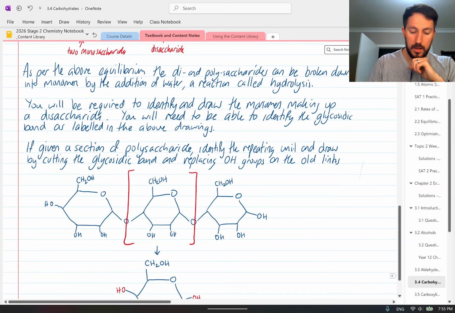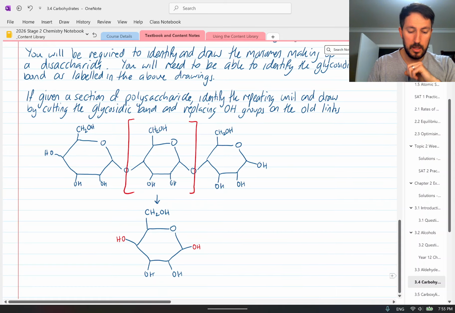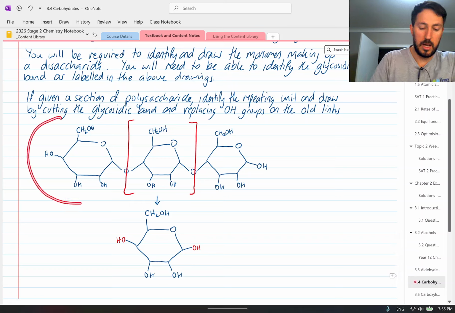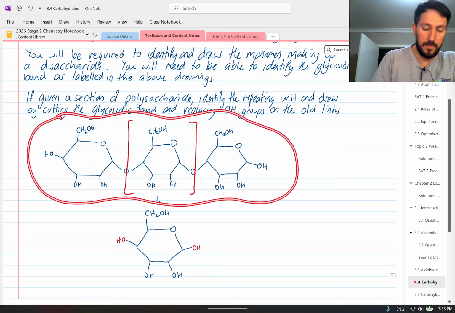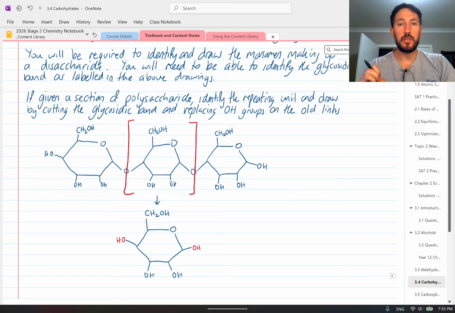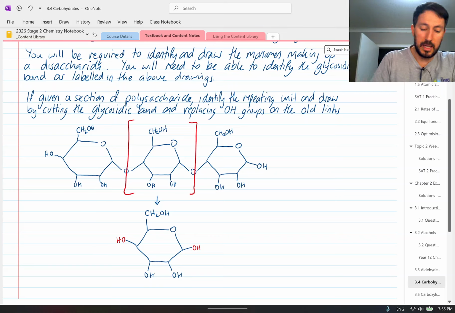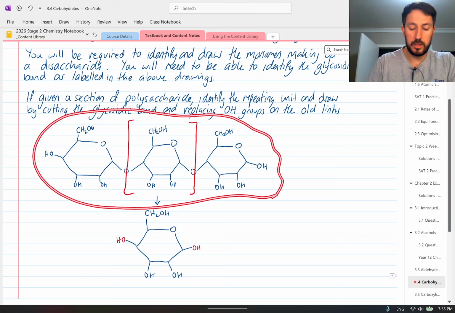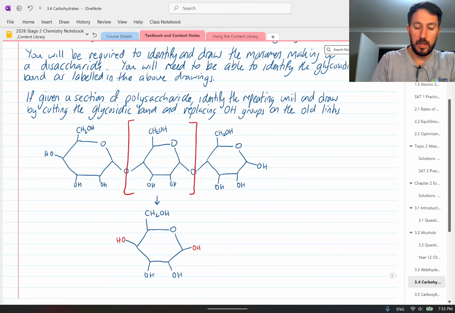Cool. Now we have one little bit left, and that is you will be expected to know what to do when you are given a section of a polysaccharide. You're going to have to identify the monomers that make it up. So in this particular case, we have 3 glucose molecules, or monomers, sorry, that have been joined together to make this larger structure. And you need to identify that this is the repeating unit.